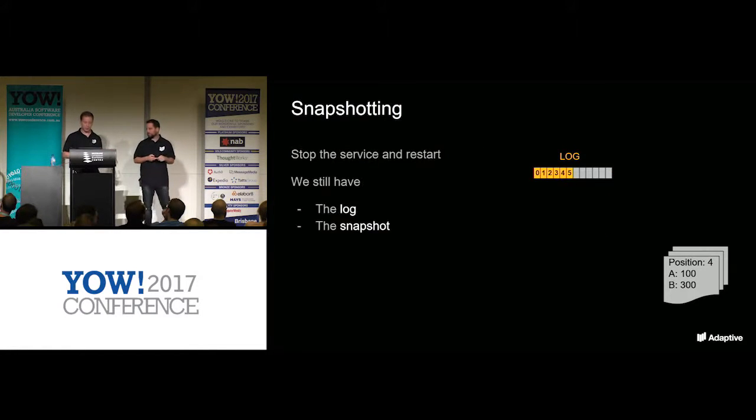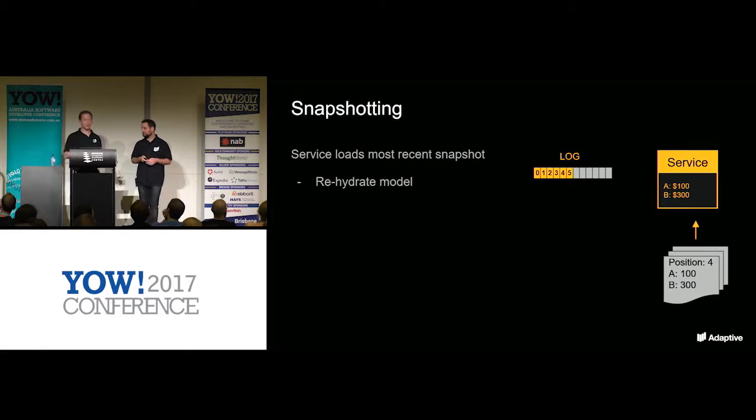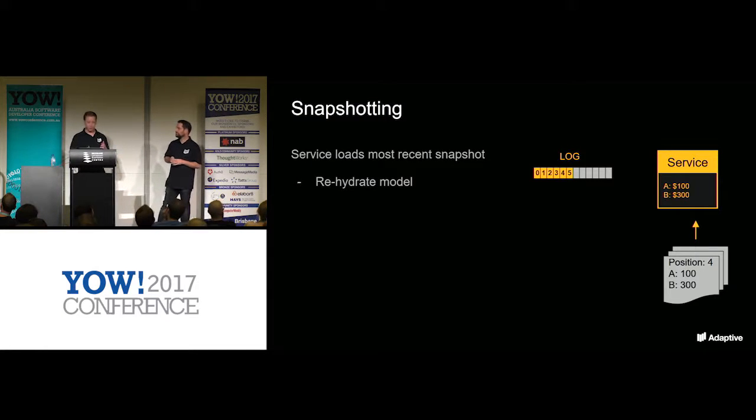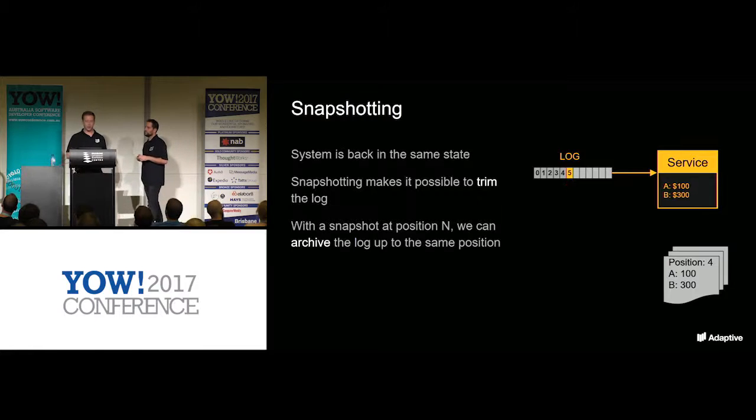So if we lose the service at that point, what we've got is the log at position 5 and the snapshot from position 4. So when we start up the service in its initial state, we are loading the snapshot into memory first. So that gets it back into state 4. Then we just replay from that position in the log. So we don't have to replay the whole log. We just start again at position 5. So what this allows us to do is to archive the log up to the position where we have snapshots, and it makes the recovery time a more bounded problem.